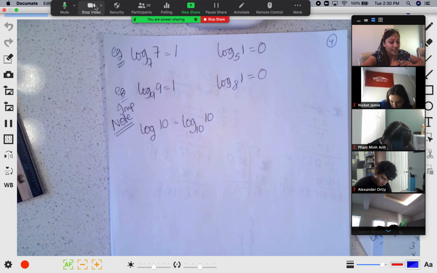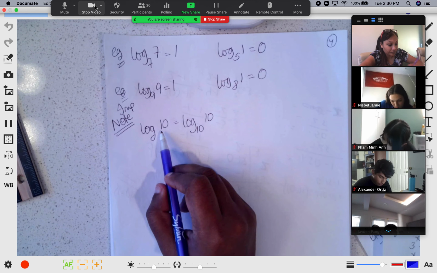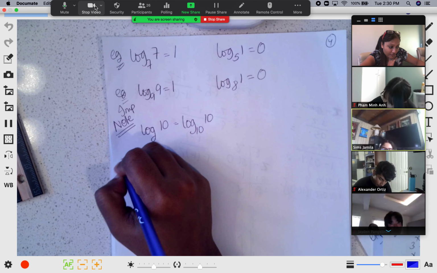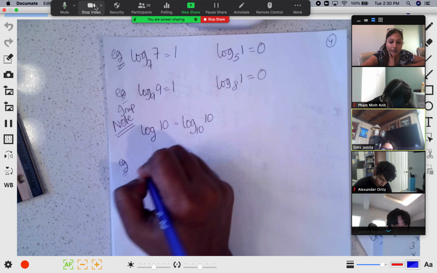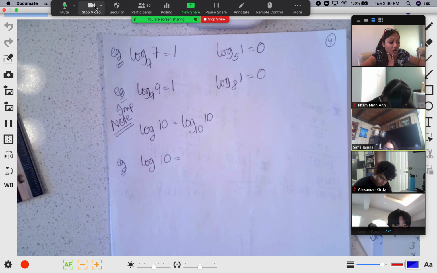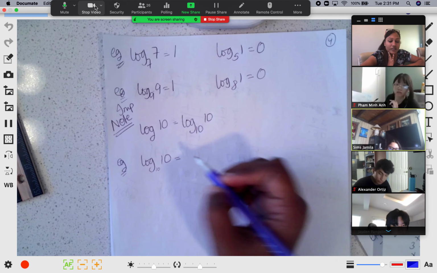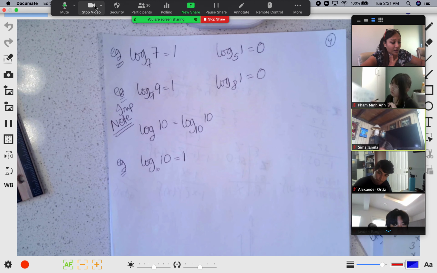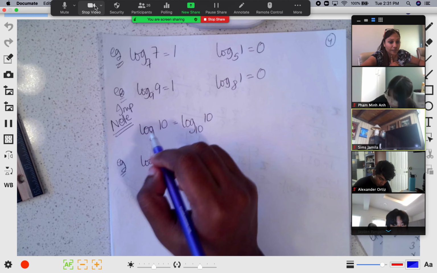So if I say find the value of log 10, okay, Jamila, what is the value of log 10? 1. Because if there is no base, there is a base already, 10. And if they are the same, your value is 1. Correct. Very important note, guys. If there is no base, that means the base is 10.